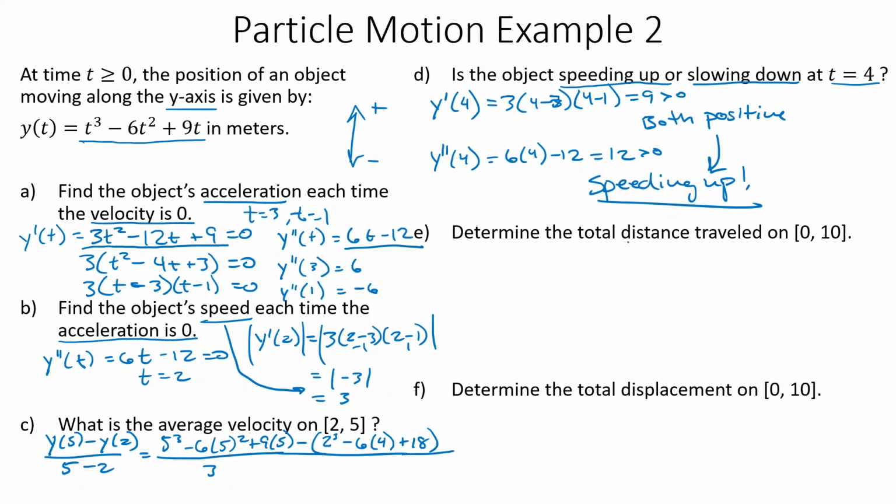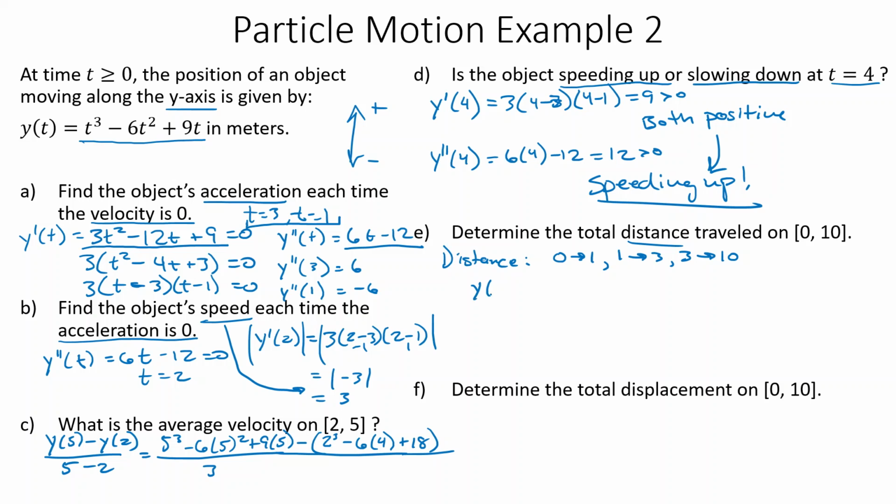What's the total distance traveled? All right, so distance, that was the easy one. Actually, I take it back. Displacement was the easy one. Distance was the hard one. Distance, yeah, it stops at 3 and 1. So we want to do the distance from 0 to 1, and then we want to do the distance from 1 to 3, and then we want to go from 3 to 10. So we've got to break it up into those 3 parts.